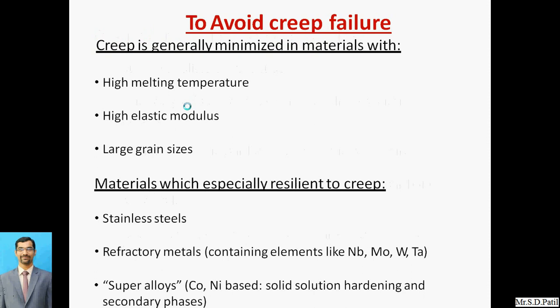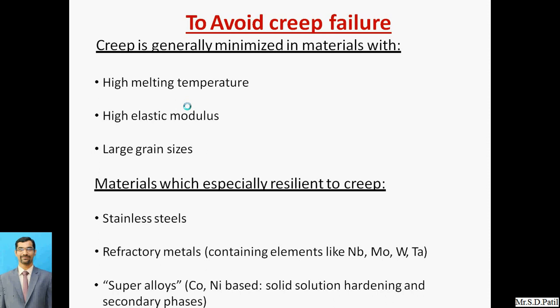Now, to avoid creep failure, what do we have to do? Creep is generally minimized in materials with a high melting temperature. So we have to choose a material with a very high melting temperature, a high elastic modulus, and a large grain size. Materials especially resilient to creep include stainless steel, which has very high resistance to creep.